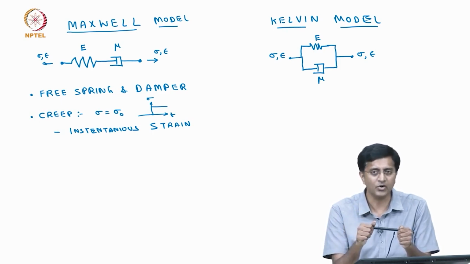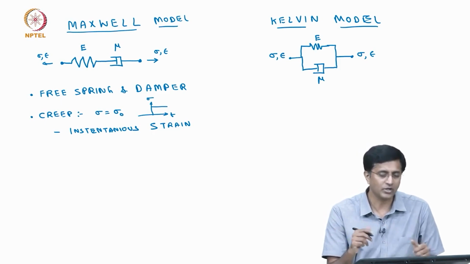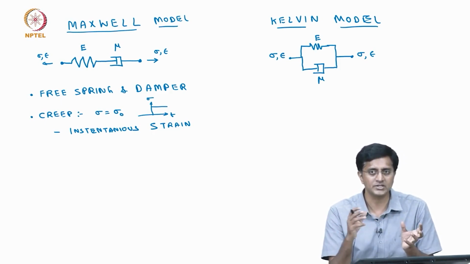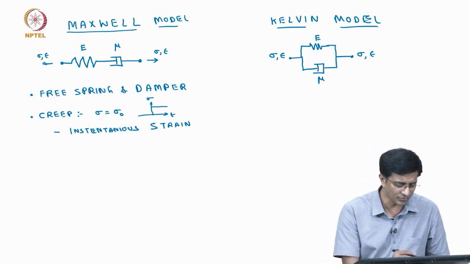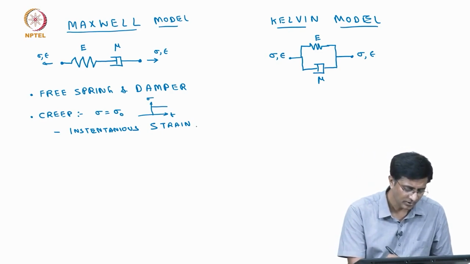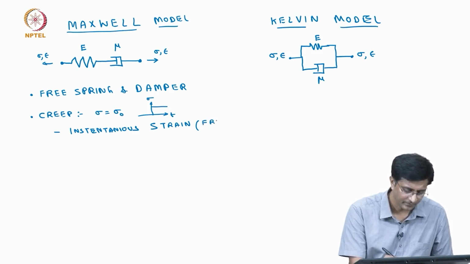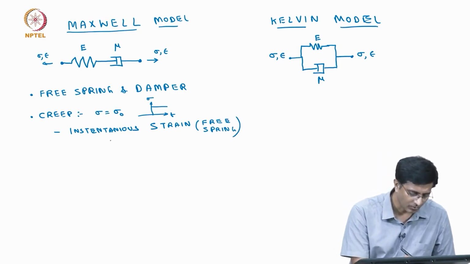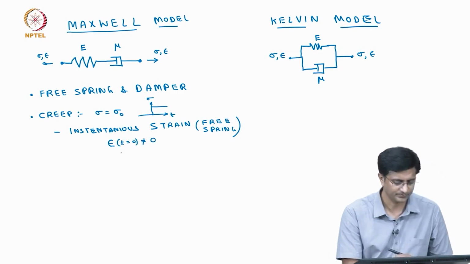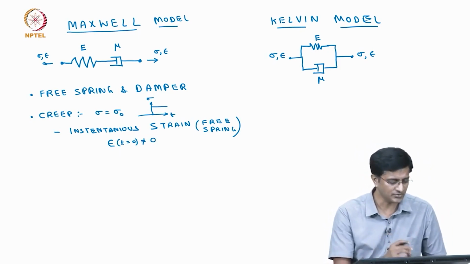With the damper the deformation is gradual because of the formula we have. Where we said the stress and strain rate are proportional, it is not the stress and strain which are proportional. So this instantaneous strain is because of the free spring. Okay. So, one way to represent this is saying that at time t equal to 0, the strain is not equal to 0, which means there is an instantaneous value.